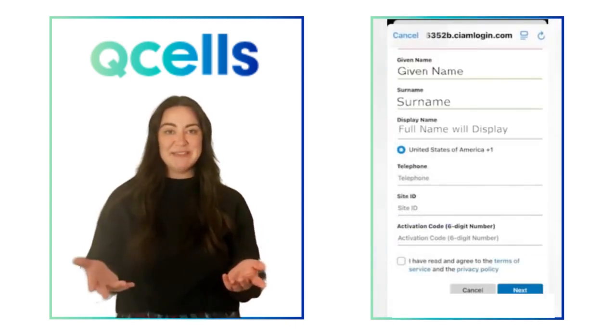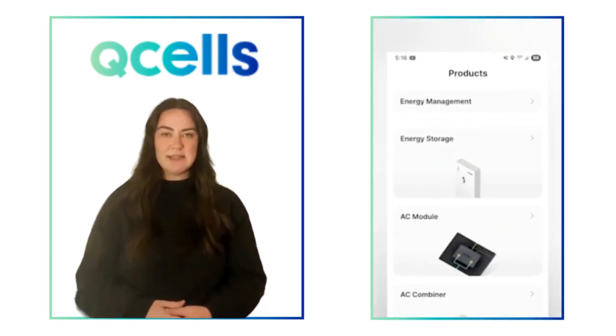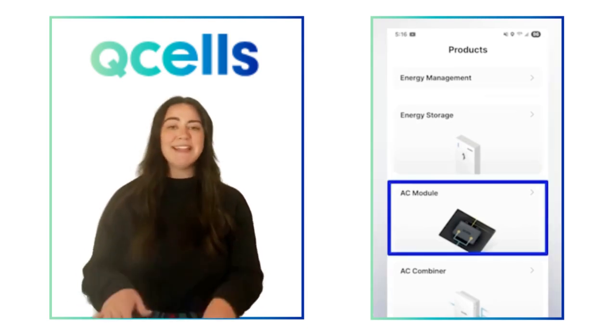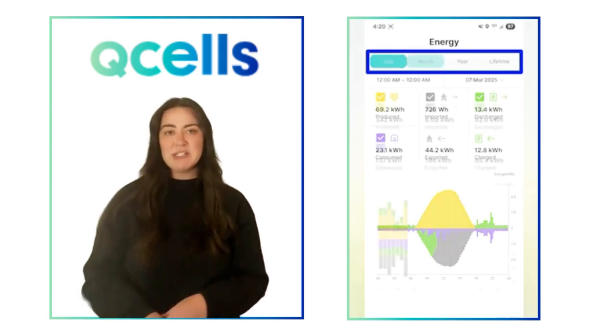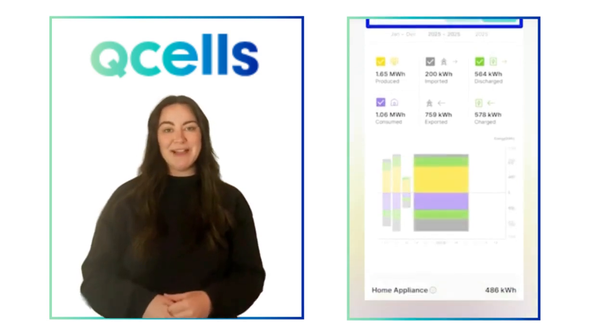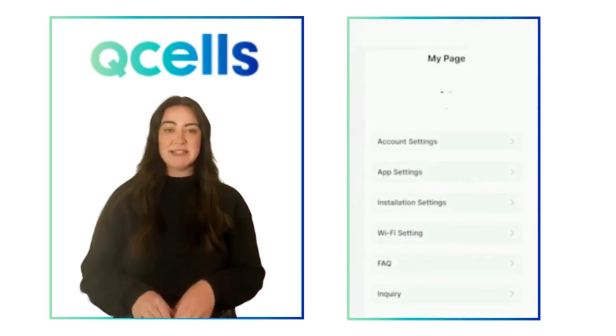Now, you're in. On the dashboard, view your solar production and storage at a glance. In the Products tab, monitor and manage your system hardware anytime. Use the Energy tab to analyze solar tracking, grid exports, and energy and appliance usage. Finally, visit My Page for all things settings.